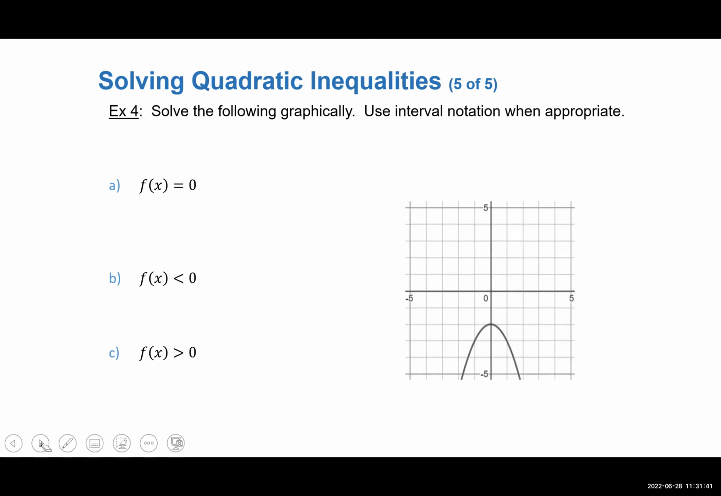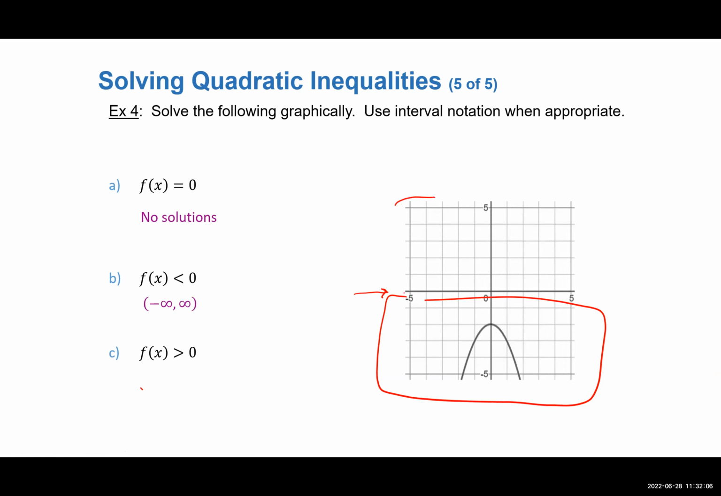Okay. All right, example 4, solve the following graphically. Where is it equal to 0? Nowhere, no solution. Where is it less than 0? Everywhere, the whole thing is down here at the bottom. Negative infinity, positive infinity. Where is it greater than 0? Nowhere, no solution.